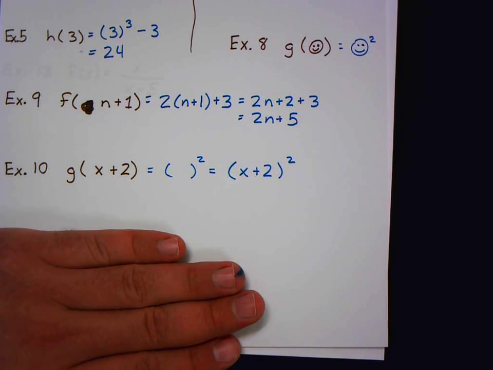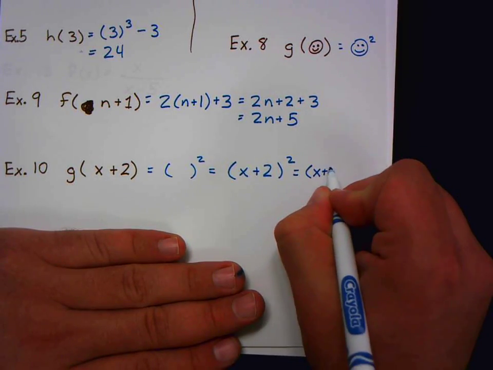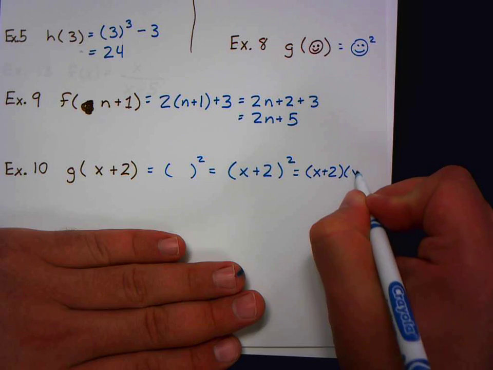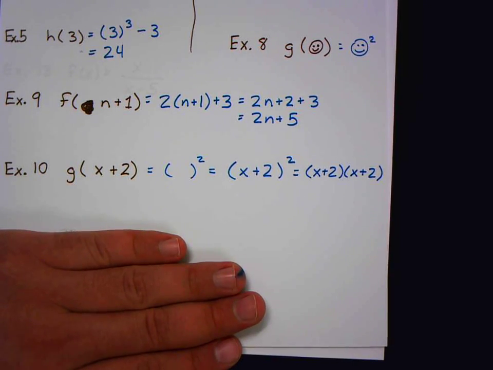Okay, now I square that. Remember, whenever I square it, that means I take it times itself. So it's not just x squared plus 4. I have to FOIL it.